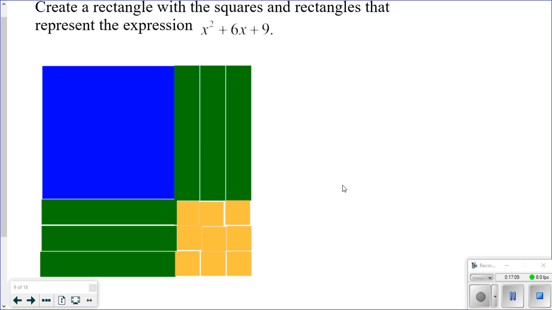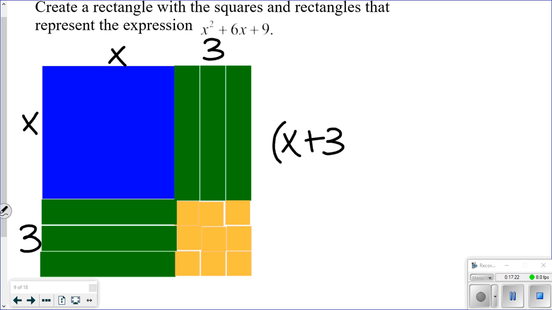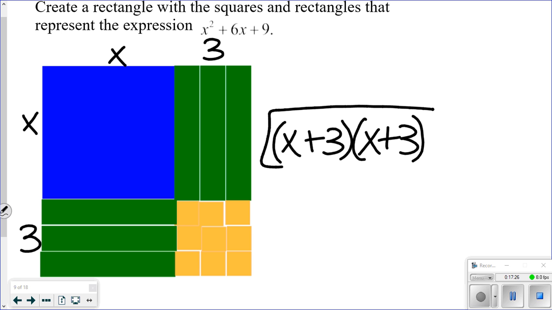So what are my two answers on the top and the side? This is x, and how many singles do we have? 1, 2, 3. X, 1, 2, 3. So those are our two factors, x plus 3 and x plus 3. So hopefully you see how this resembles your box method.